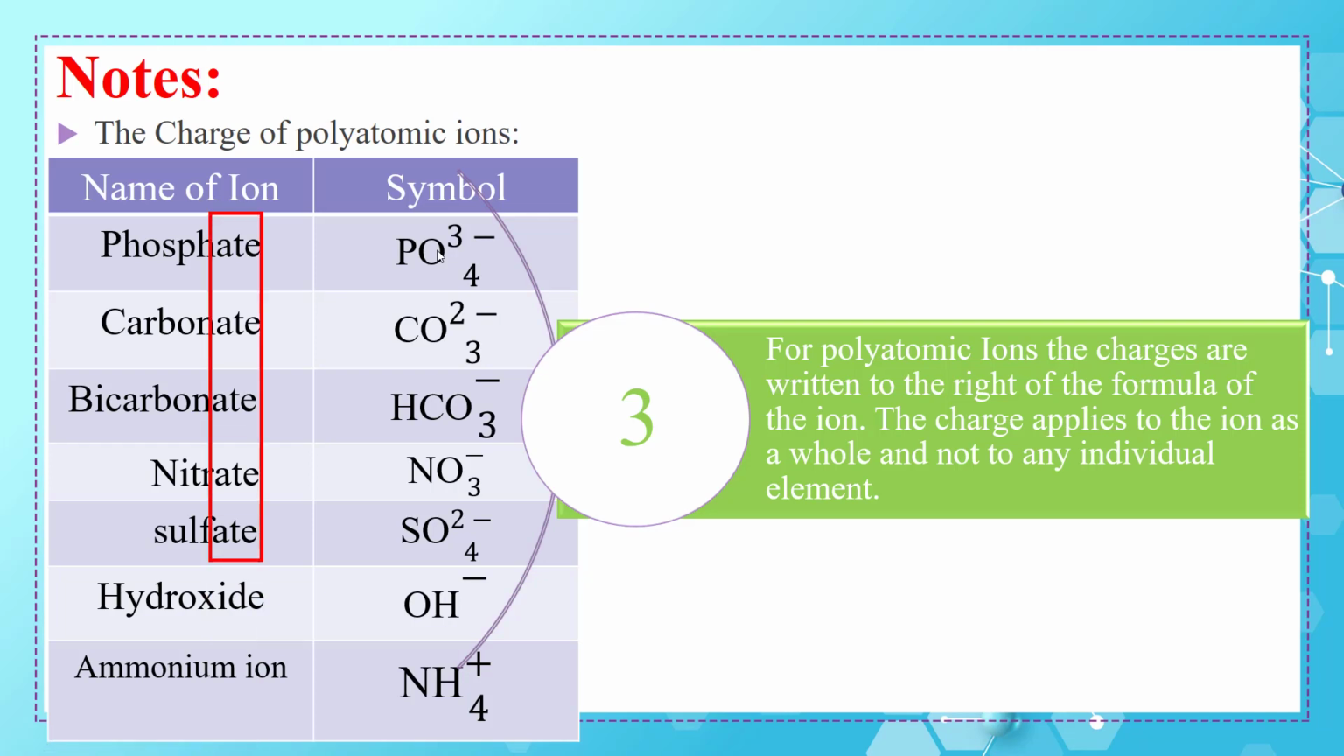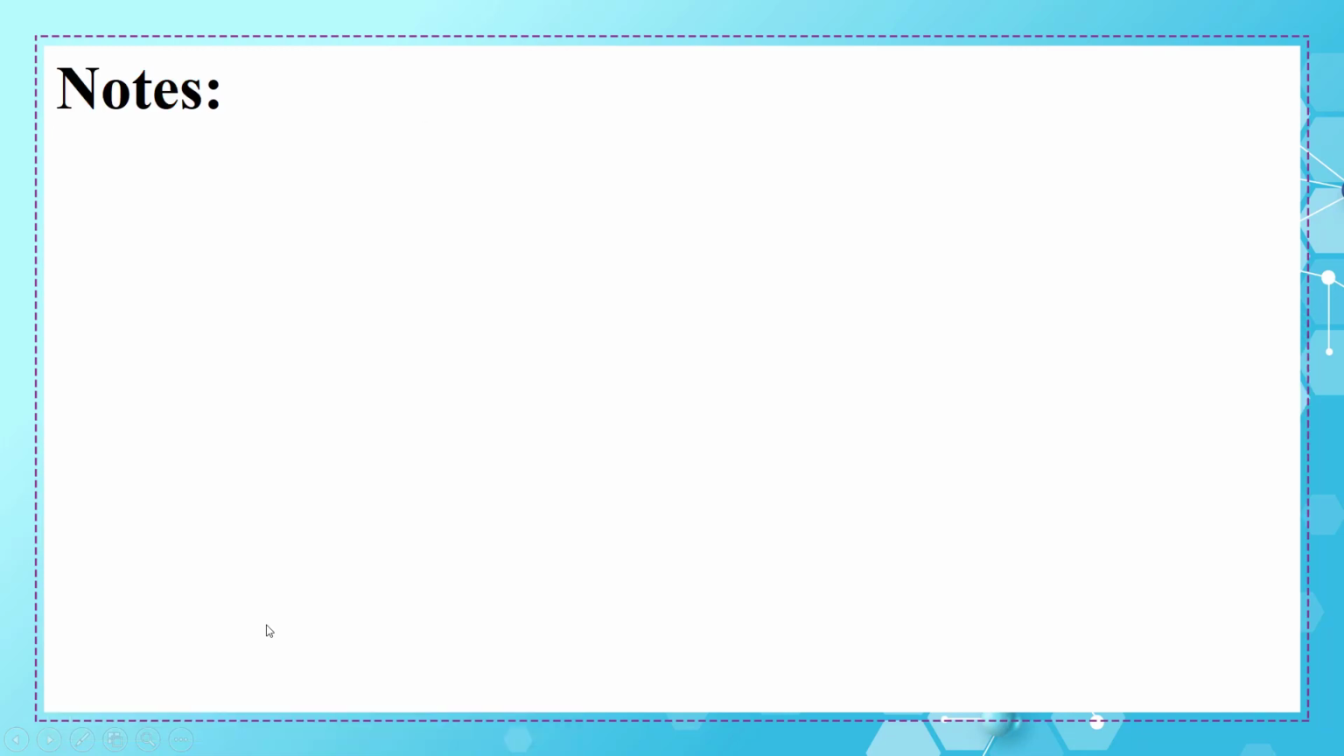What about the name? How can I name the polyatomic anion? Just by adding ATE at the end of the name of the ion to become phosphate, carbonate, bicarbonate, nitrate, sulfate.